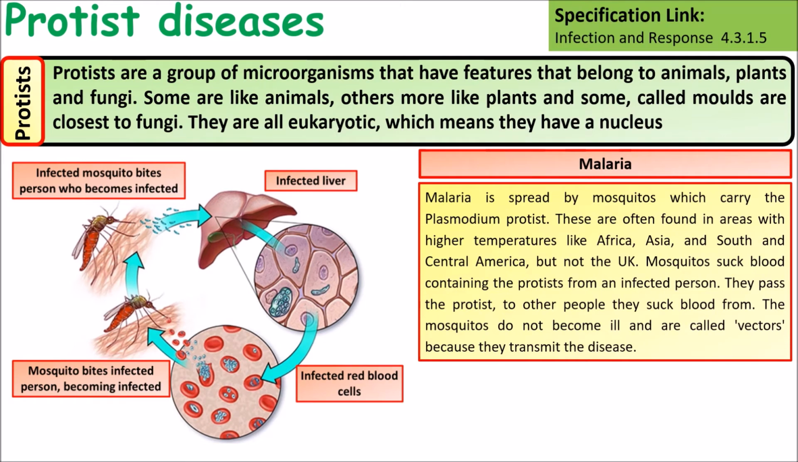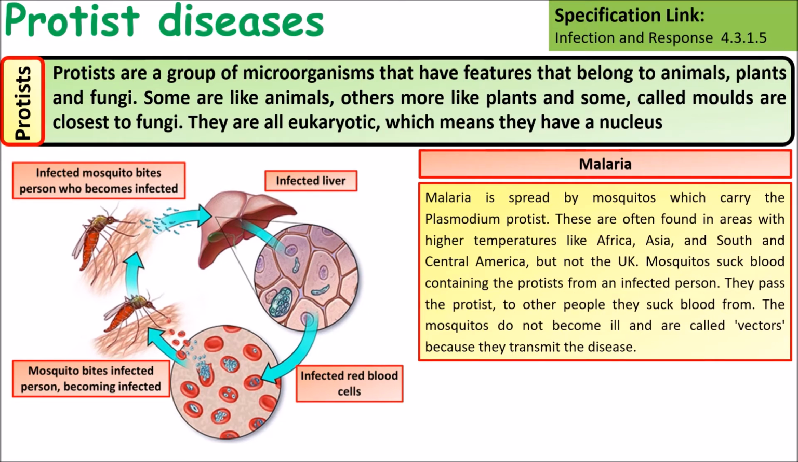Malaria is a disease which is spread by mosquitoes that carry the Plasmodium parasite. These are often found in areas with high temperatures like Africa, Asia, and South Central America, but not in the UK. The mosquitoes suck on the blood from an infected person. They then can go and either pass it into an animal reservoir or into another human.